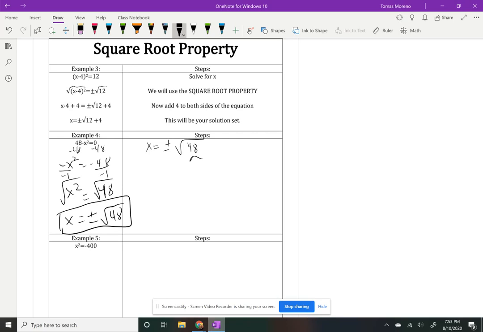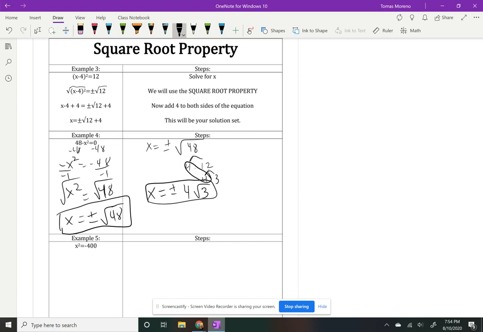What two numbers give me 48? What about 4 and 12? That gives me 48. Yep. Then I can break down 12 into 4 and 3. And notice I have a pair of 4s. So this actually becomes plus or minus 4 square root of 3. And that's our solution right there.